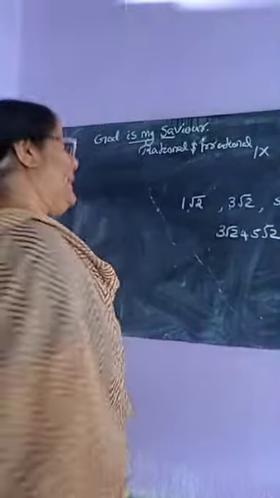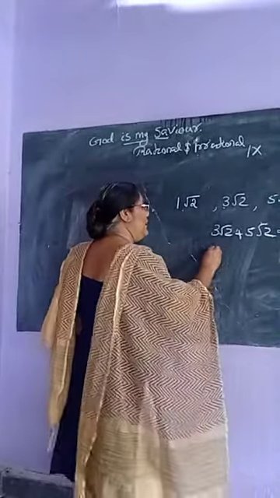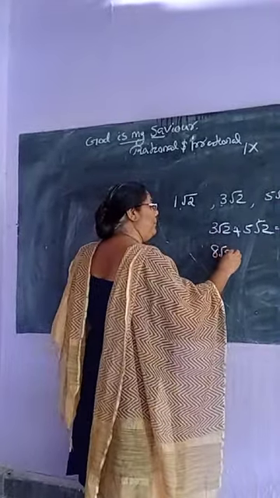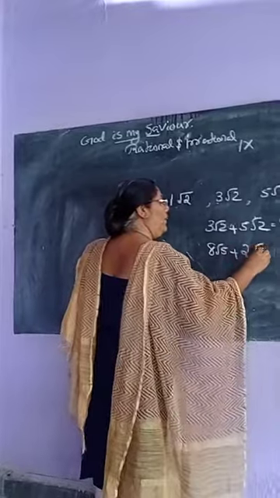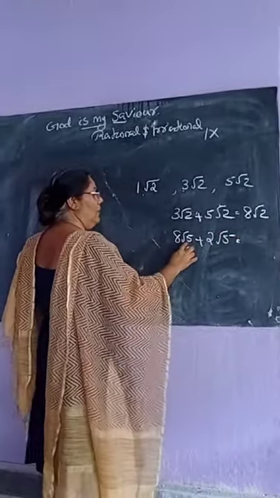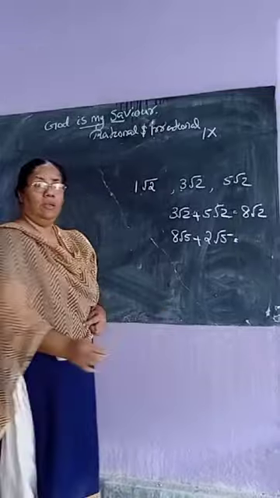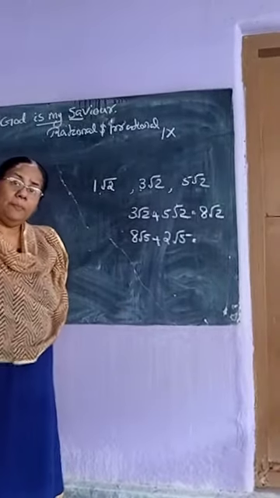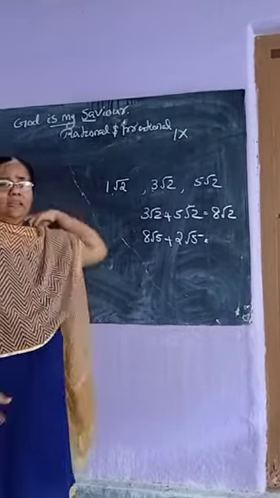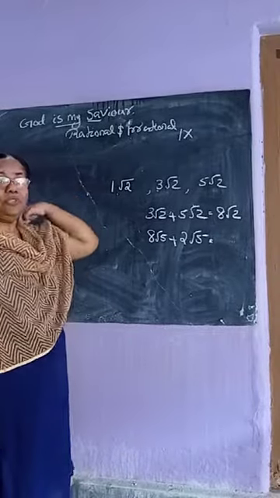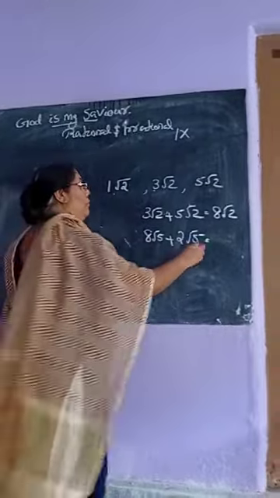Understand? Now, the next one: can you say what is 8 root 5 plus 2 root 5? Here the radical or this surd is root 5. Therefore, what is the answer? Say the answer. 8 plus 2 is 10 root 5.